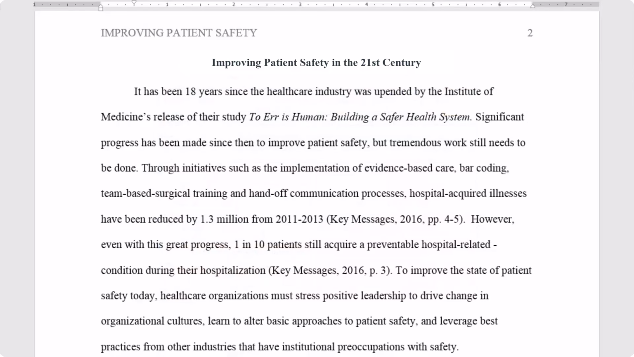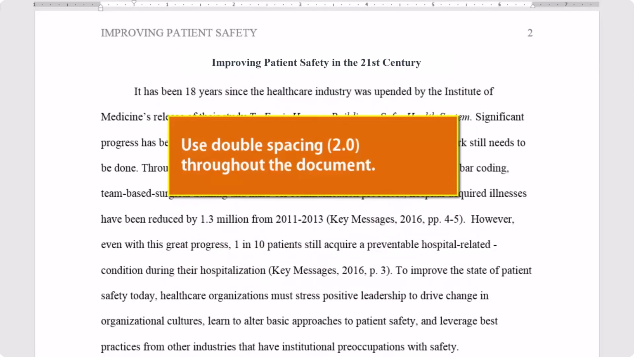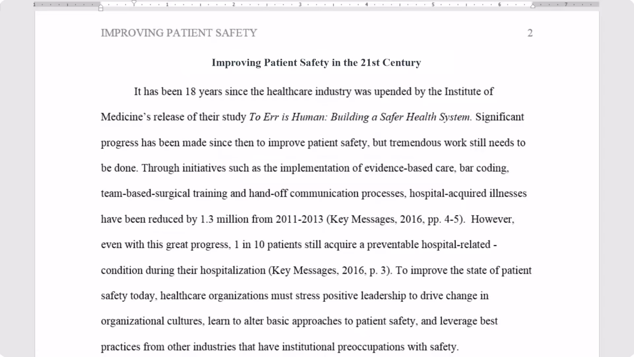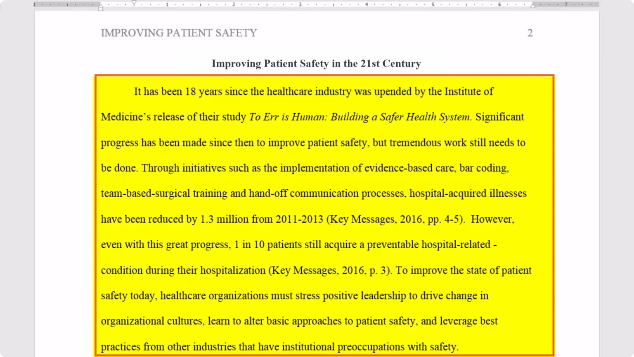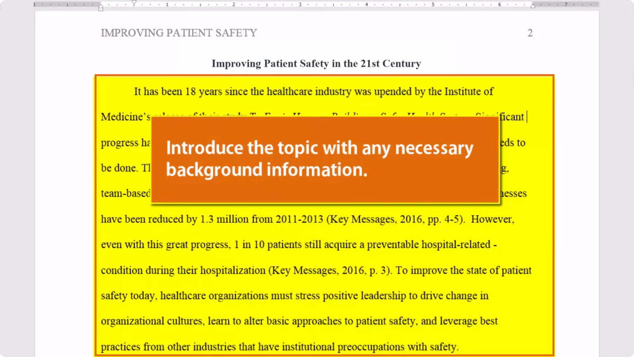At the top of your first body page, be sure double spacing is turned on. And now comes the introduction paragraph. In this essay, your introduction has two main purposes. The first is to briefly introduce your topic. This means setting the stage for the reader by providing some background information.